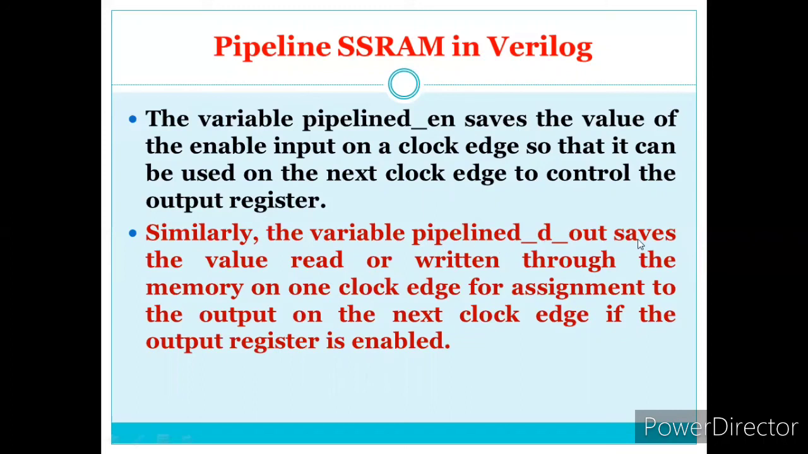Similarly, the variable pipeline data output saves the value read or written through the memory on one clock edge for the assignment to the output on the next clock edge if the output register is enabled. So if the output register is enabled, then it stores the value for the next clock cycle. So pipeline enable and pipeline data out are used to store the value for one clock cycle. That's the advantage of using the pipeline SSRAM.